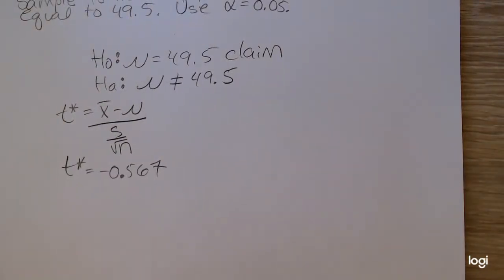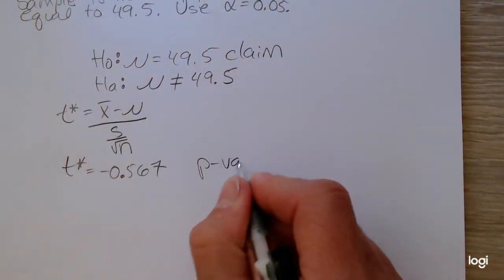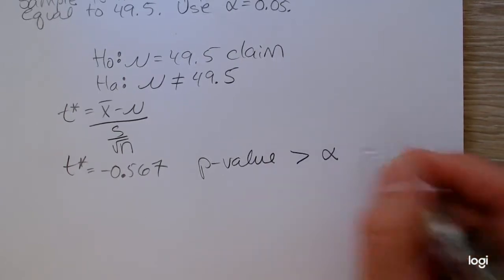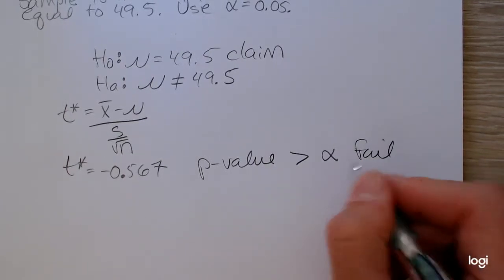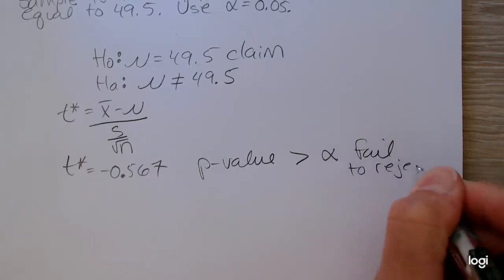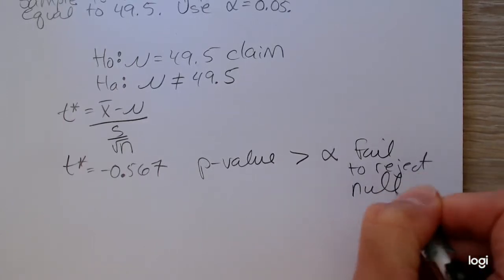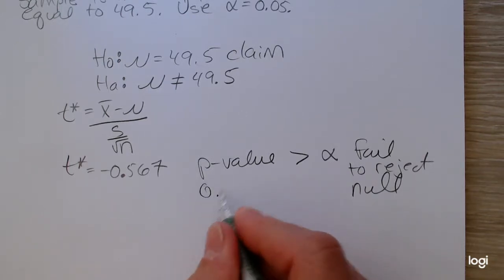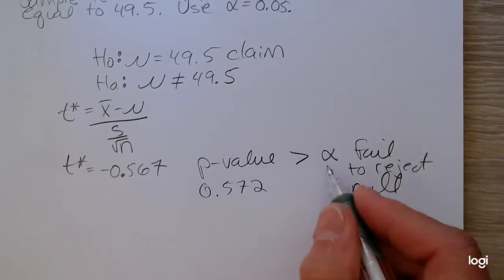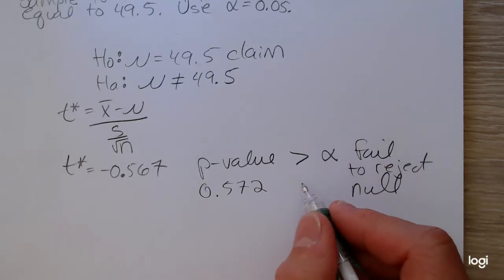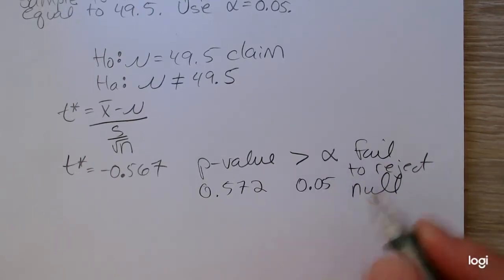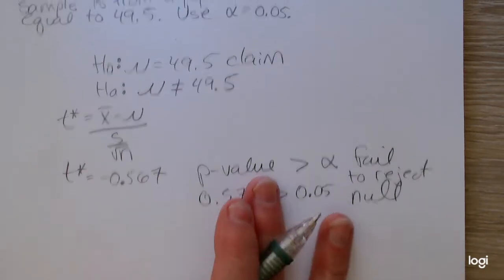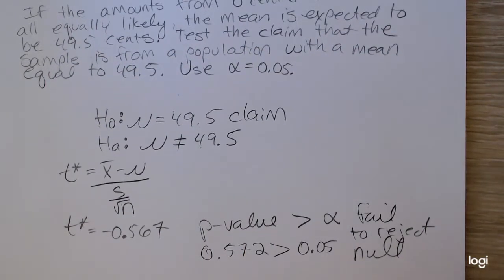Now, when your p-value is greater than alpha, the decision is to fail to reject the null. The p-value from the output was 0.572, and my level of significance was 0.05. 0.572 is clearly greater than 0.05, so my decision is to fail to reject the null.